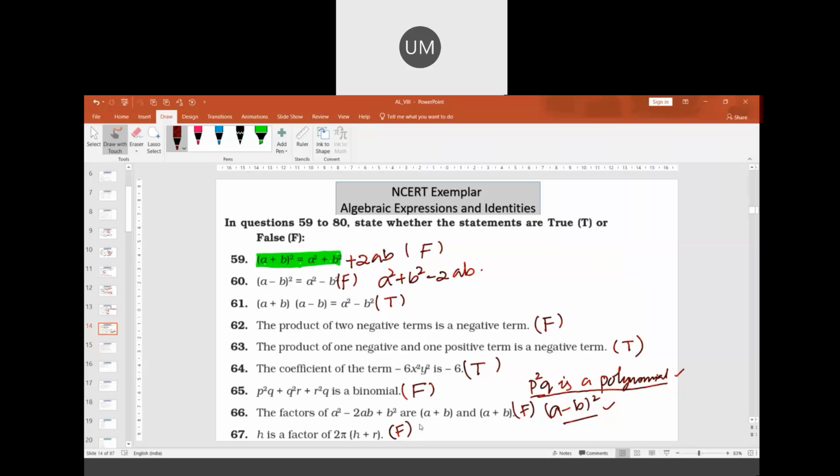Sir, there are two also, sir. False, it is false. The reason I'll tell you. 2 pi is a factor multiplied with h and r, sir. h plus r is a factor. So h plus r should come, sir. 2 pi is a factor, but we can further simplify by 2 pi, bracket, h plus r should come. Don't separate this h and r, sir. It should not be separated. It is h plus r bracketed.